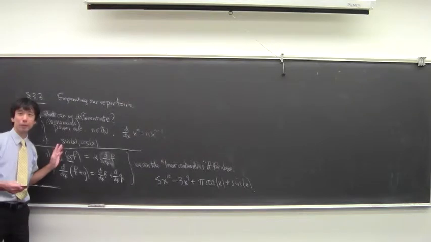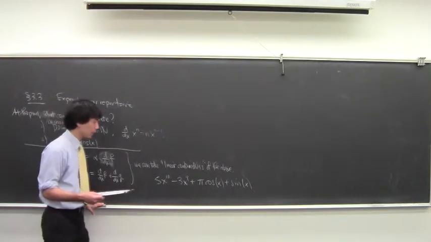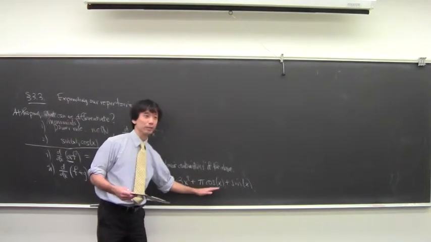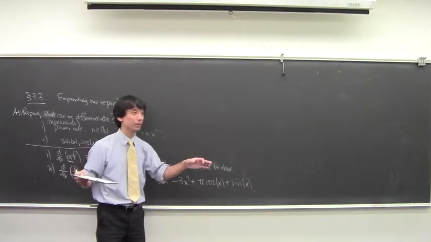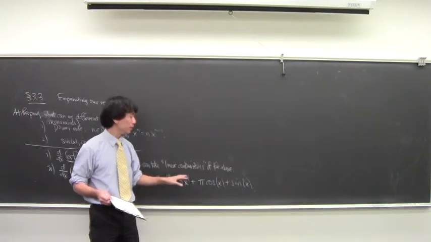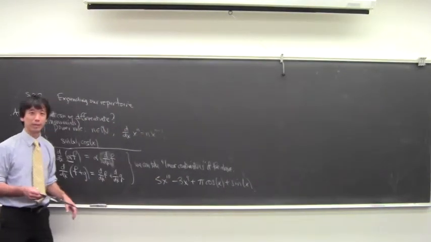So that's what we can do right now. These things are called linear combinations. You take functions, multiply them by numbers, and then add them together. That's a linear combination of the original things.